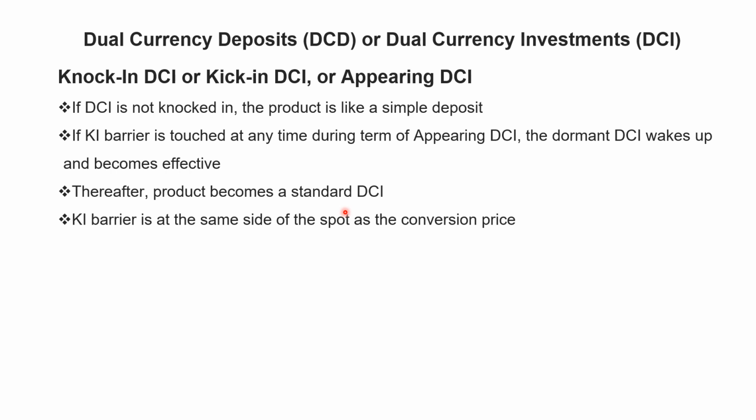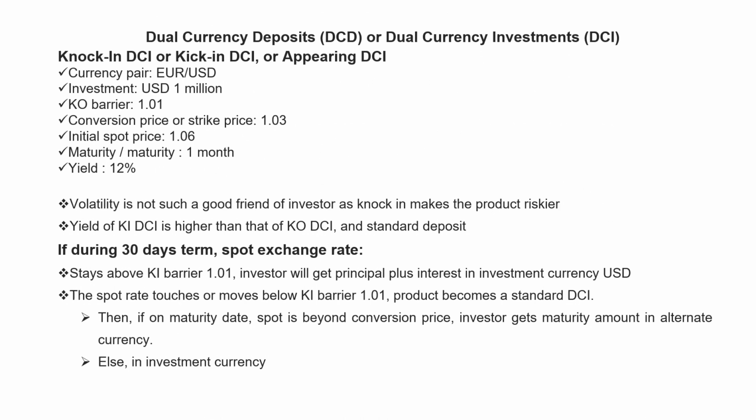The KI barrier is on the same side of the spot as the conversion price. Let us take an example to understand this. We stick with the Euro USD currency pair. The investment currency is USD, investment amount being USD 1 million. USD is the second currency in the quote. The KI barrier is 1.01. The conversion price or the strike price is 1.03 and the initial spot price is 1.06. That is, both the KI barrier and the conversion price are below the spot price. The maturity is 1 month and the yield is 12%.